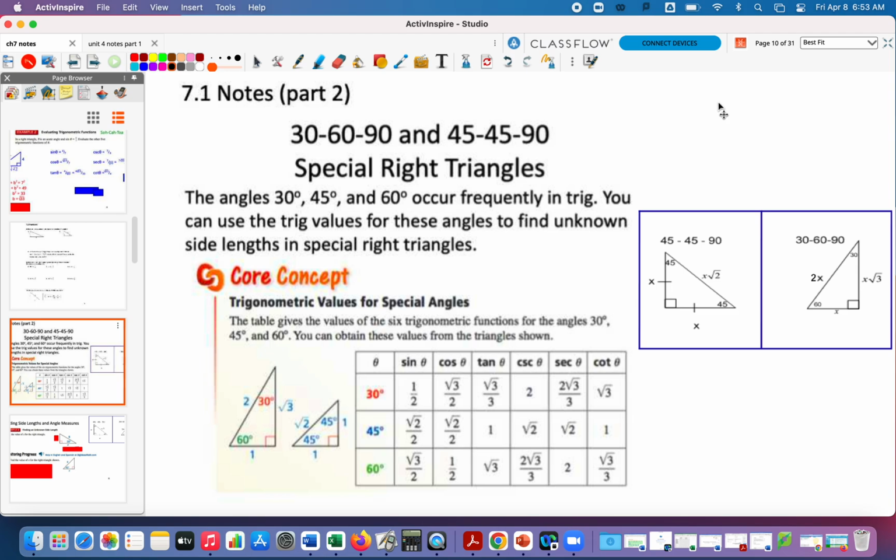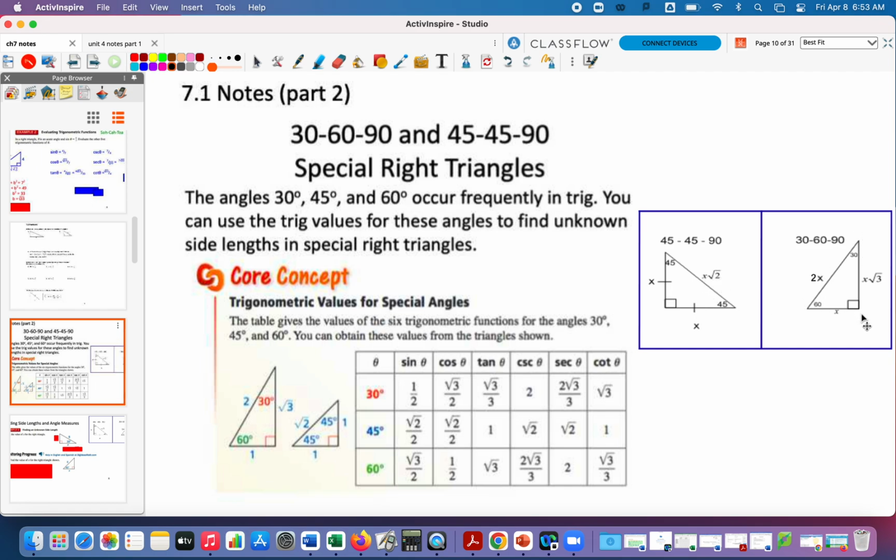All right, in this part two section, we're going to just review special right triangles. You've seen these before in geometry, so nothing too new here. You get your 45, 45, 90 triangle. The relationship is set up like this. The two shorter sides here, the legs, would be the same value, and the hypotenuse would be whatever that value is, let's say x times root 2.